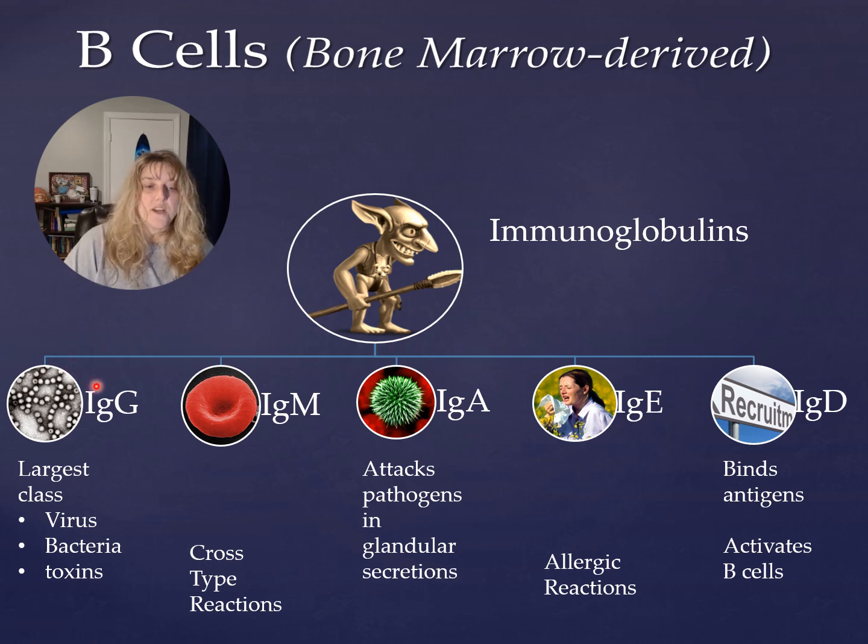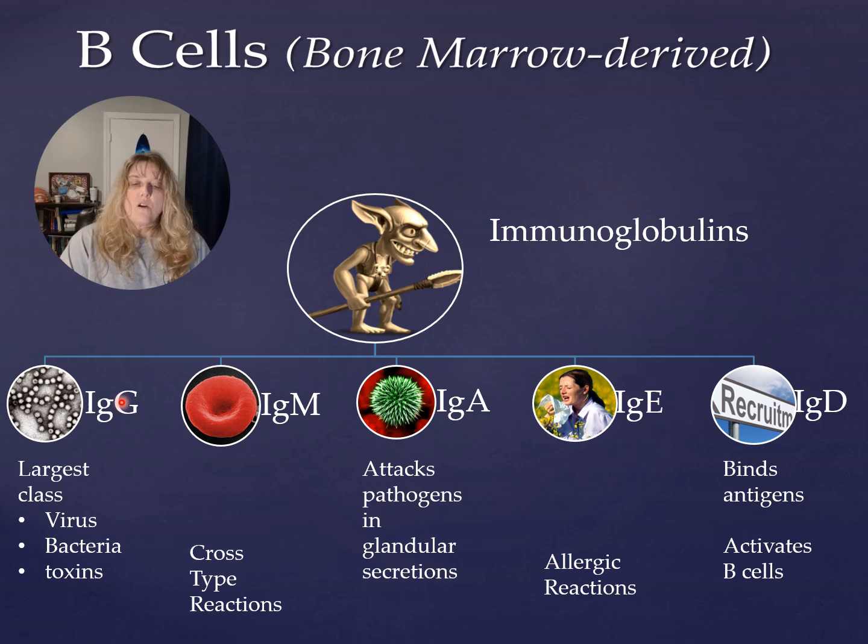You have the class called IgG. It's actually the largest class. You have IgM, IgA, IgE, and IgD. So with IgG, it's your largest class. These immunoglobulins target viruses, bacteria, and toxins. IgM is the one responsible for targeting those cross-type reactions. So if you give blood to a patient and it's the wrong blood type, then that cross-type reaction will come into play, and it is the immunoglobulins associated with IgM.